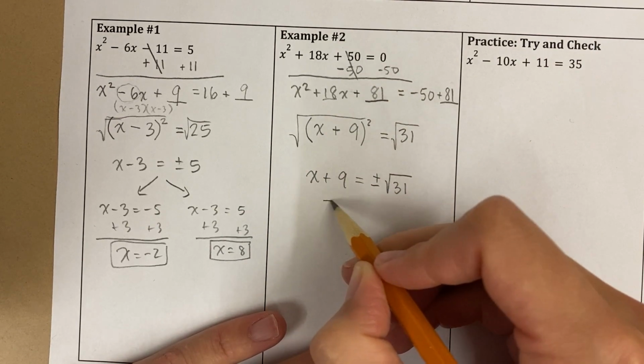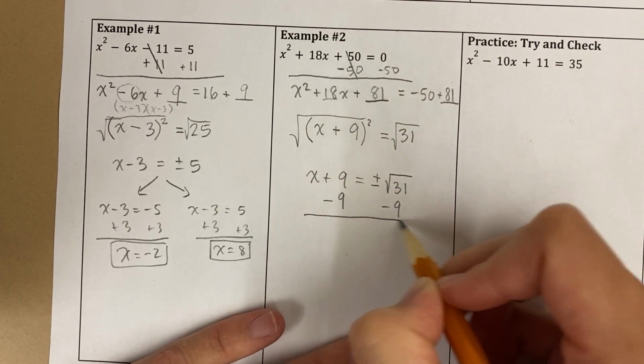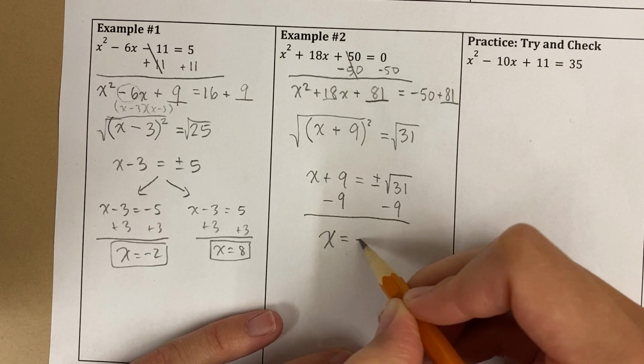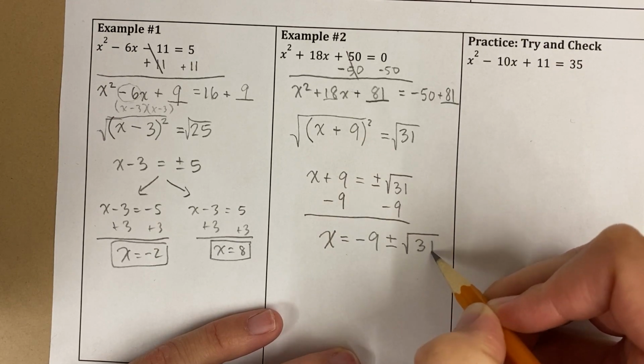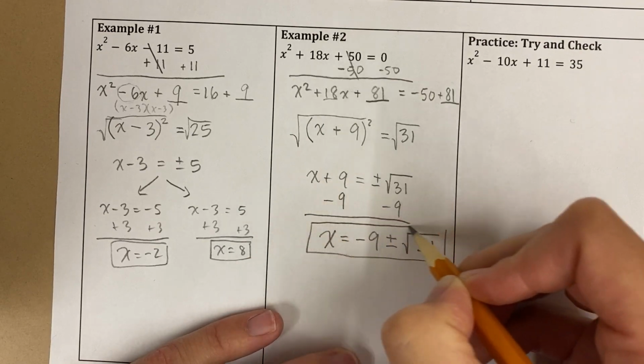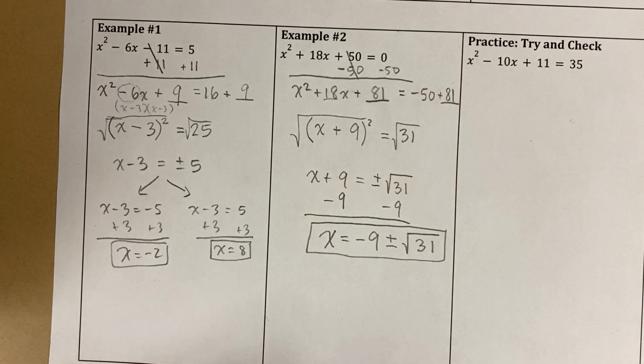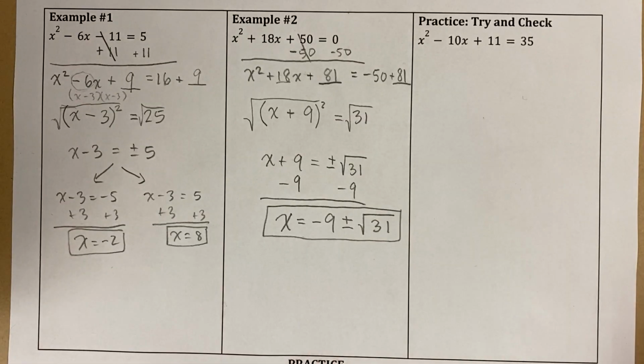I still need x by itself. I'm going to subtract 9 from both sides. And I write it like this. Negative 9 plus or minus the square root of 31. Looks like this. Okay, go ahead and try this one and then check it on the next slide to make sure you have it.